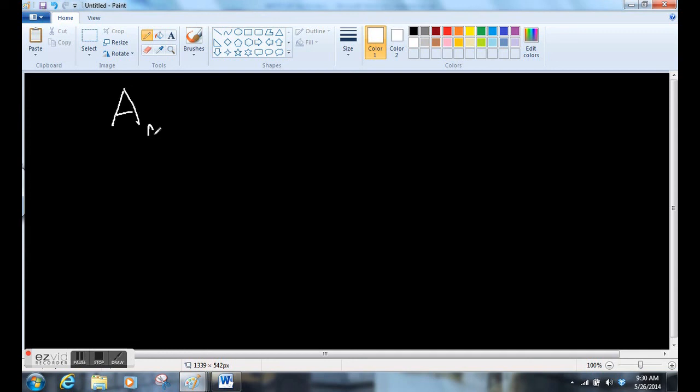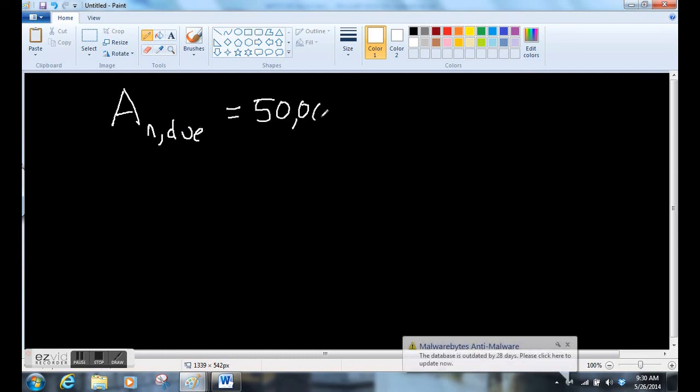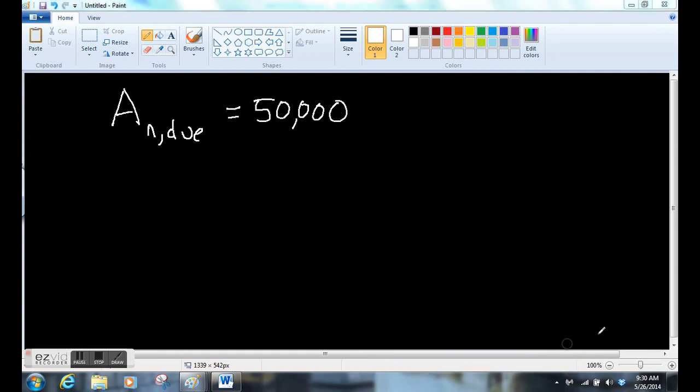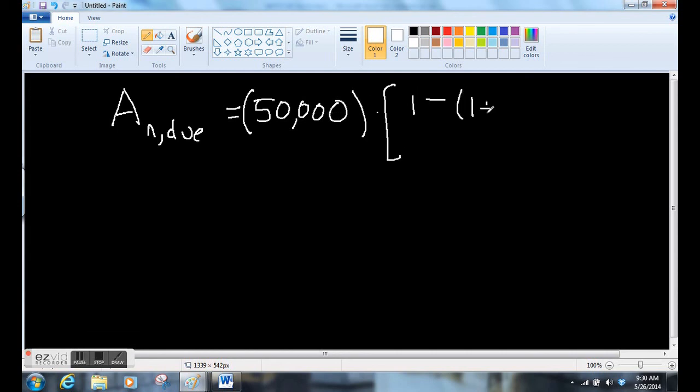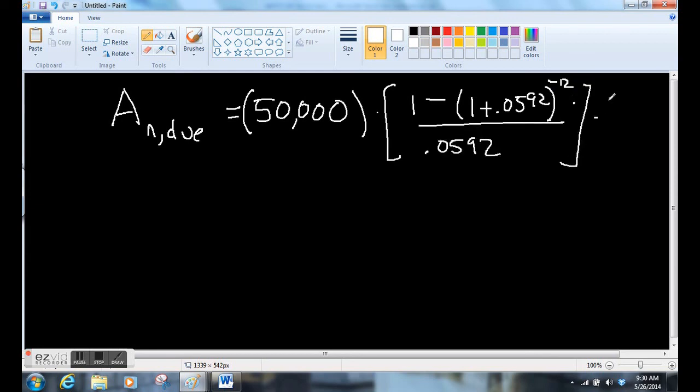So the formula says annuity due, so it's at the beginning of the month, equals $50,000, that's R, times 1 minus 1 plus 0.0592, all raised to the negative 12 years you're going to spend in Mexico, divided by the interest rate, 0.0592, times 1 plus 0.0592.